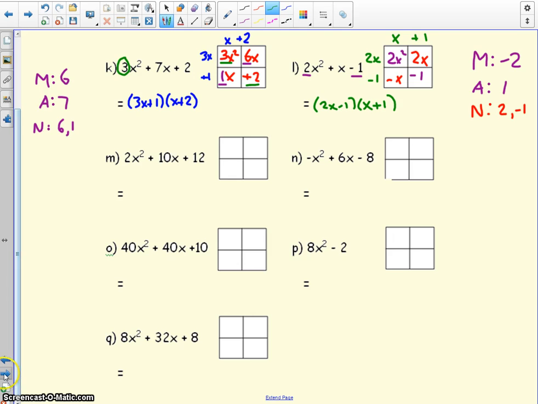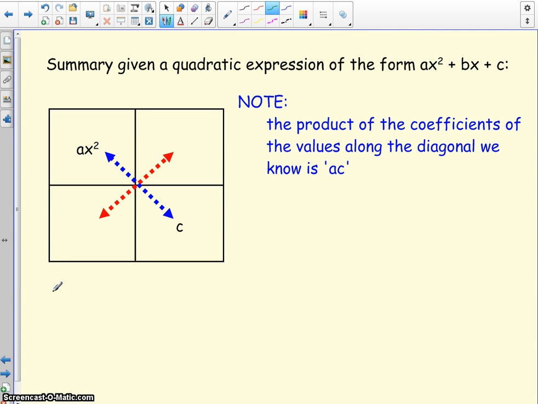Okay, so let's summarize this. So in general, for any quadratic of the form ax squared plus bx plus c, so something in standard form, if we look along one diagonal, again putting our x squared terms in the top left and our constants in the bottom right, if you're looking at just the coefficients, the a and the c, when you multiply those together, you're going to get, of course, ac.